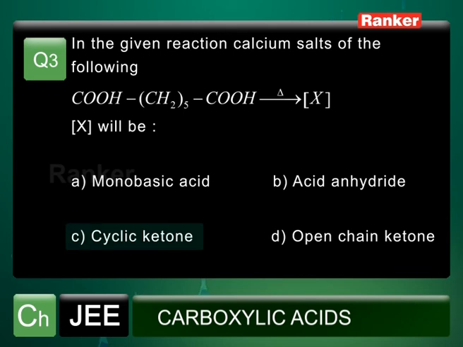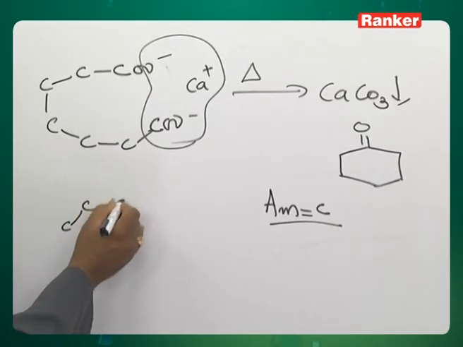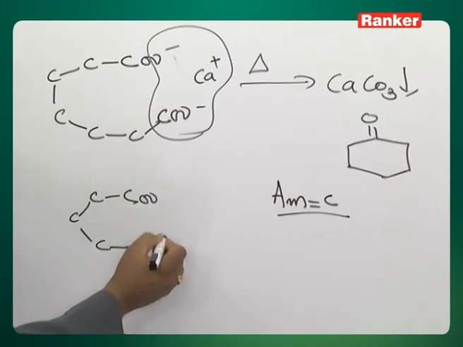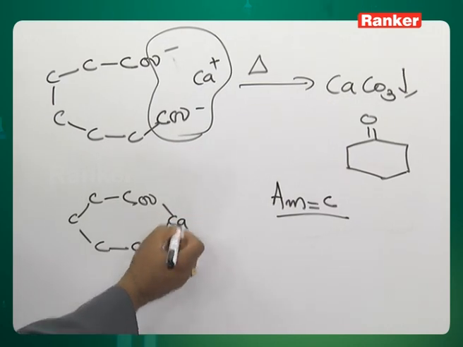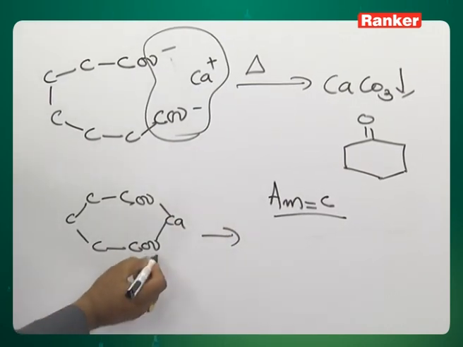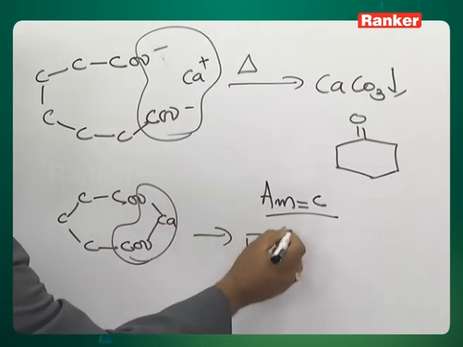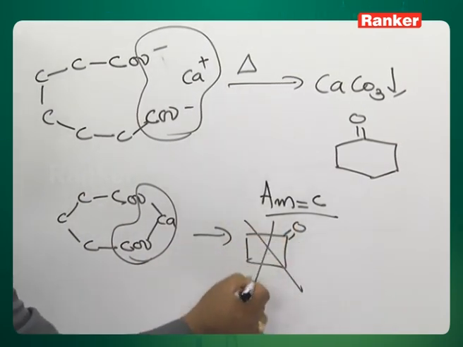However, the reaction has some concepts here. Option A is a monobasic acid. So acids will give ketones. Acid anhydride also has some validity here. For example, if a 5-carbon diacid is taken, this is called adipic acid. If calcium adipate is heated, you are supposed to get 1 calcium carbonate and a 4-carbon ketone, right? But the 4-carbon ketone is unstable.